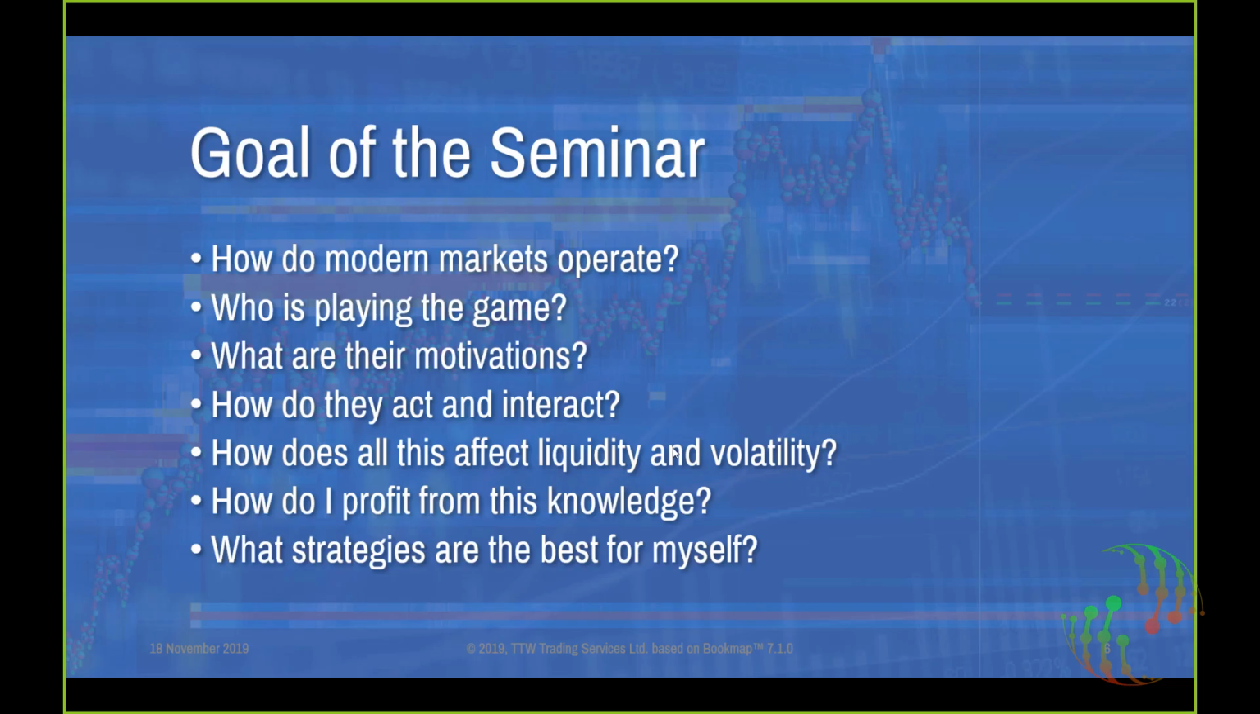And my motivation for today: we will first start with the limit order book, and then continue with Bookmap, so that we bring both worlds together. The goal of the seminar is to answer the questions: how do modern markets operate? Who is playing the game, like in this video here? What are their motivations? Sometimes we can really answer what their motivations are. How do they act and interact? We can see that in the limit order book as well as in Bookmap. How does all this affect liquidity and volatility?